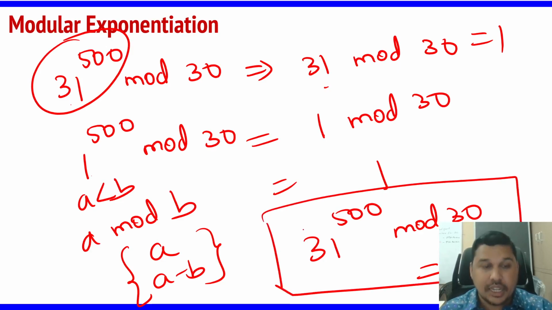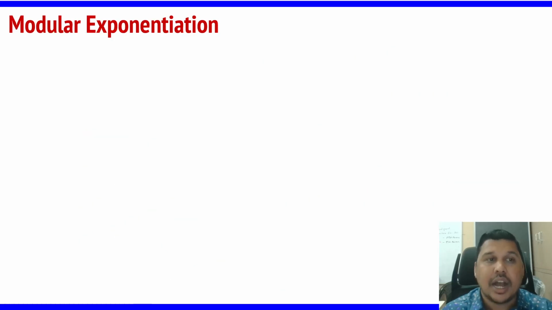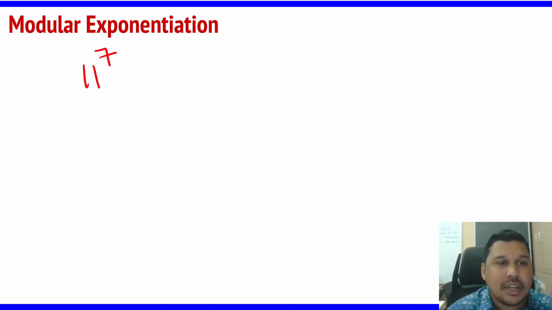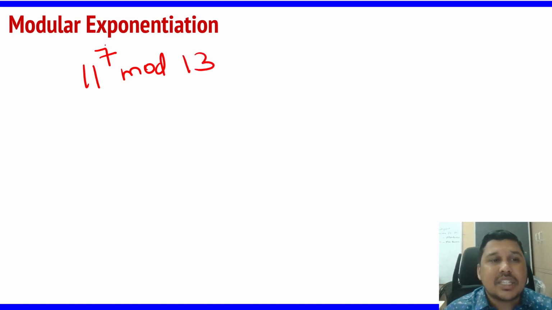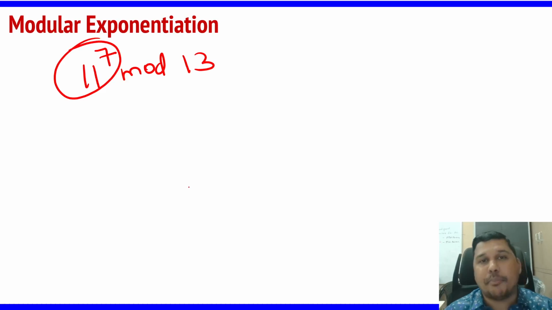Let's see another example to understand how this modular exponentiation technique works. Let me calculate 11 power 7 mod 13. This value is large for me. I cannot compute 11 into 11 into 11 seven times manually and then divide it by mod 13; it is very difficult to do. So we have to simplify this expression. How do we simplify the expression?